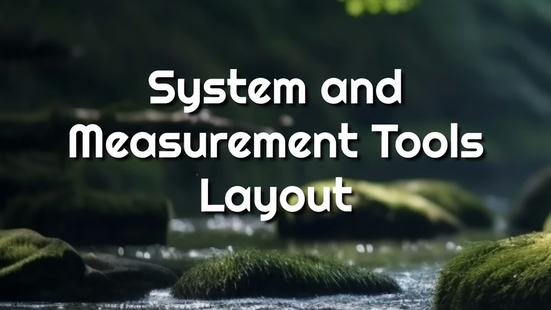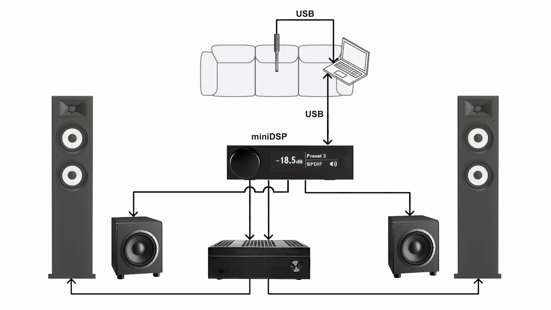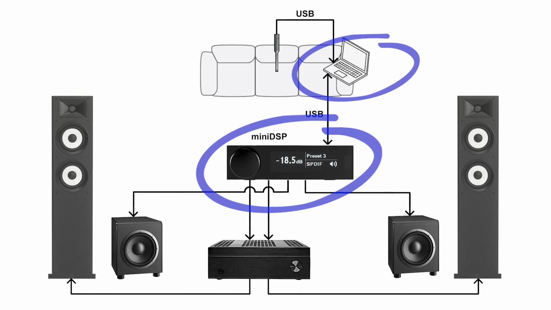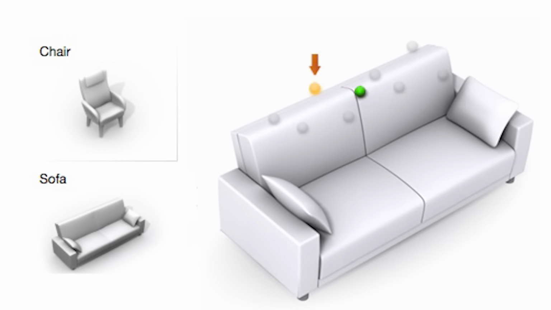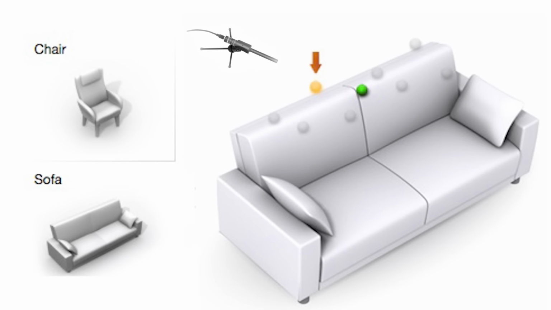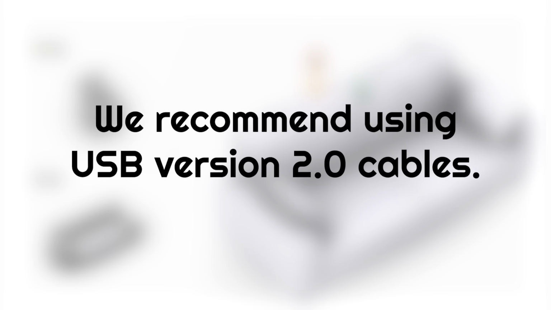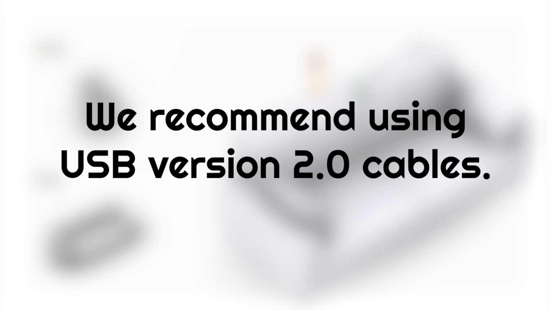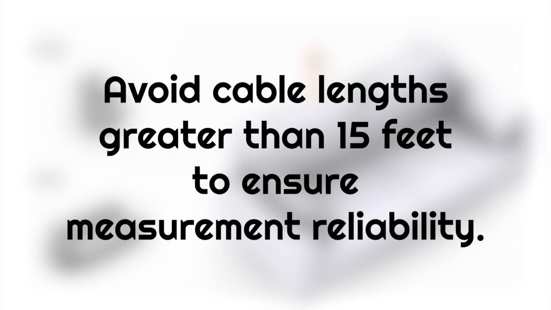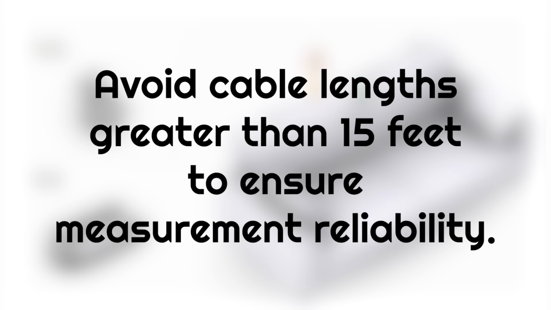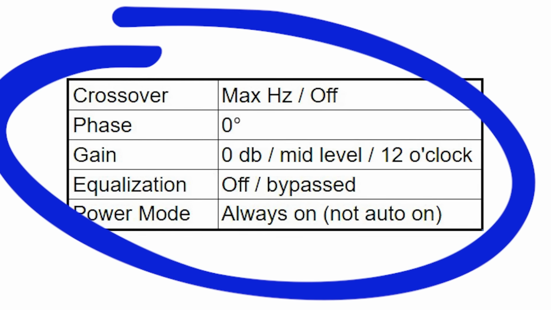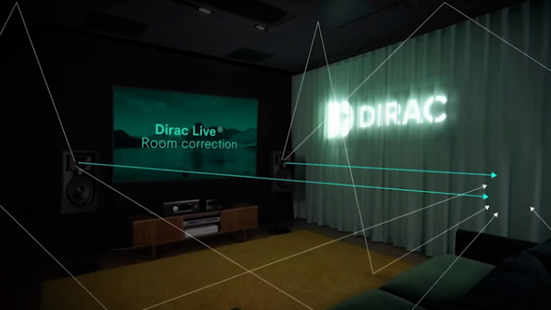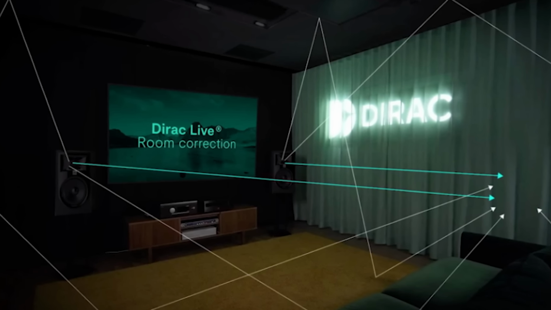Before beginning the verification process, confirm that you can connect to the miniDSP with Device Console and to the UMIC 1 with REW. You will need adequate cable lengths to permit easy movement of the UMIC 1 throughout the seating measurement area. We recommend using USB version 2.0 cables. Also, avoid lengths greater than 15 feet to ensure measurement reliability. Set all subwoofer settings to nominal, as these will be performed in the miniDSP. Check that all your system settings are in the proper configuration or nominal position.